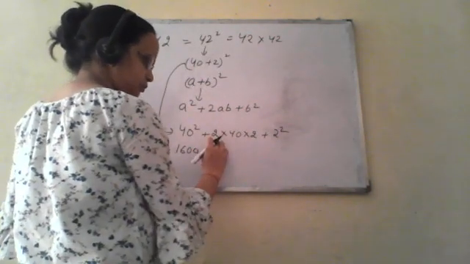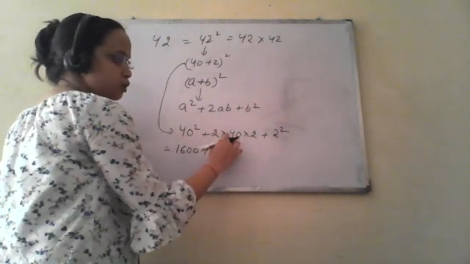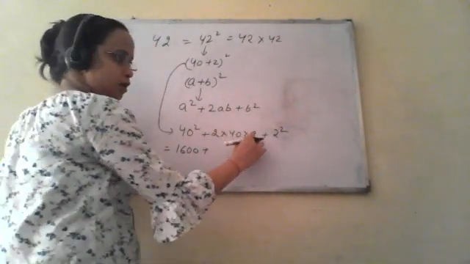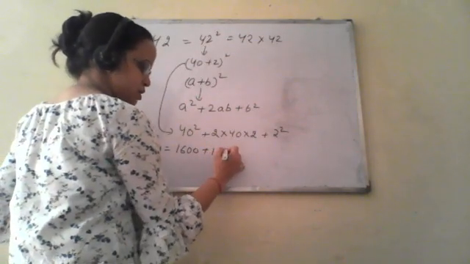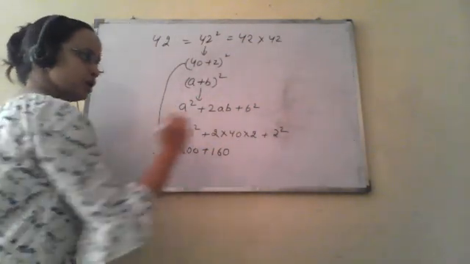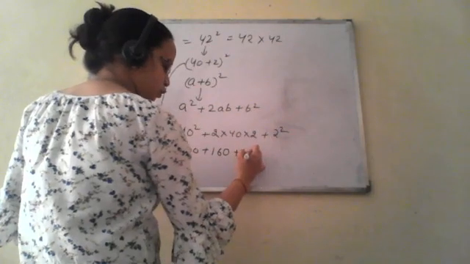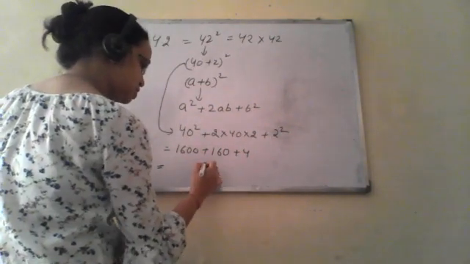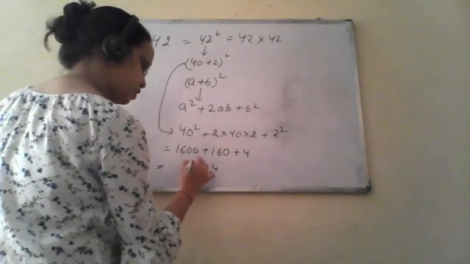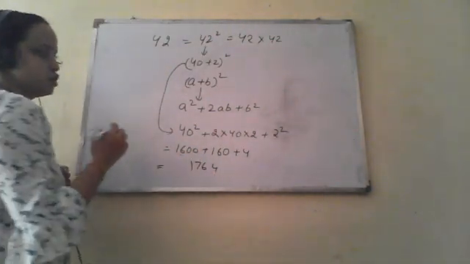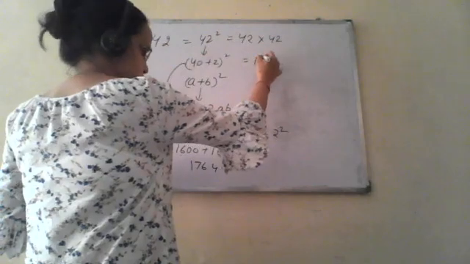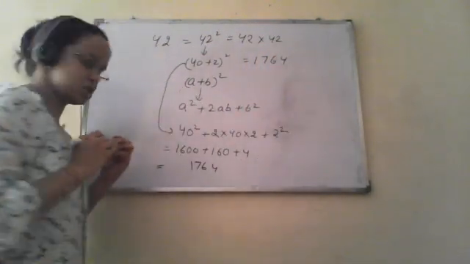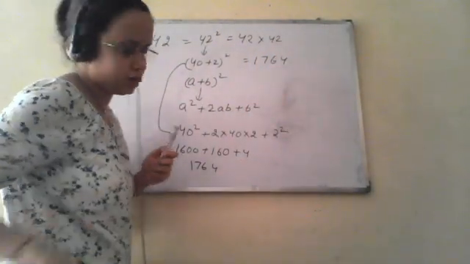Okay, and now this is 2 into 40, that is 80, 80 into 2, that is 160. Clear? This 2 square is 4, so we can simply add. This is 4, this is 6, this is 7, 1764. The square of 42 is 1764. So this way we have to calculate.